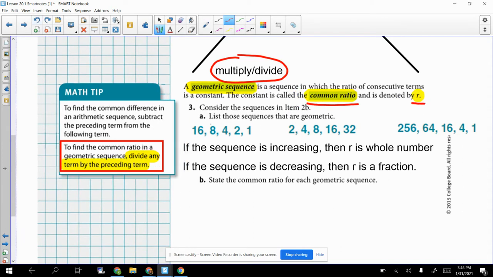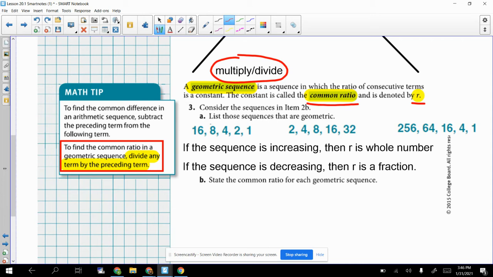Okay. So number 3 says, consider the sequences in item 2b, which we didn't do that part, but here are the 3 sequences. And basically what you're doing is trying to figure out what the common ratio is, or what is being multiplied or divided each time. So it says here, if the sequence is increasing, then R is a whole number. So that means it's going to be multiplying by a whole number. But if the sequence is decreasing, then R is a fraction, because what that means is you're basically multiplying by a fraction, which is the same thing as dividing.